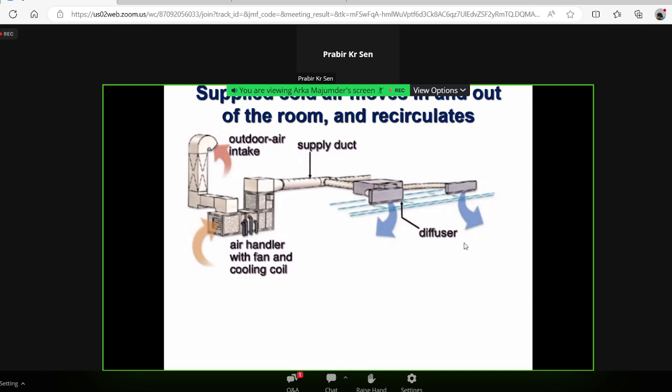We pass it over a cooling coil. The cooling coil is housed inside an air handling unit. We call it an air handler or air handling unit. In the air handling unit, we take the return air from the room and mix some outdoor air with it.